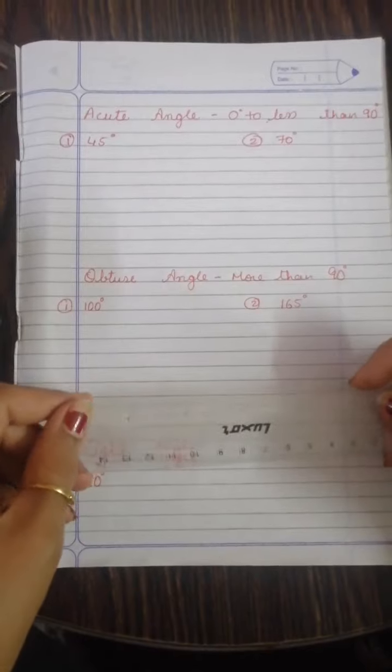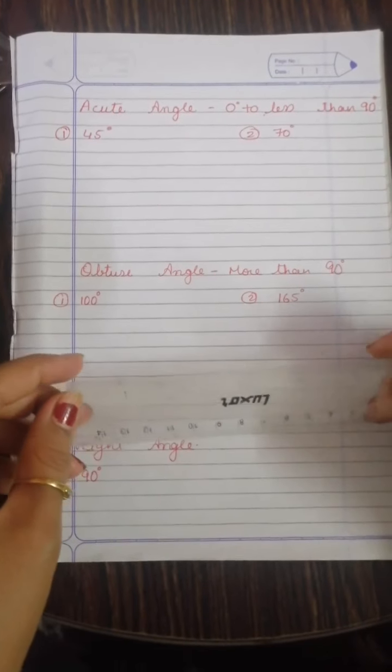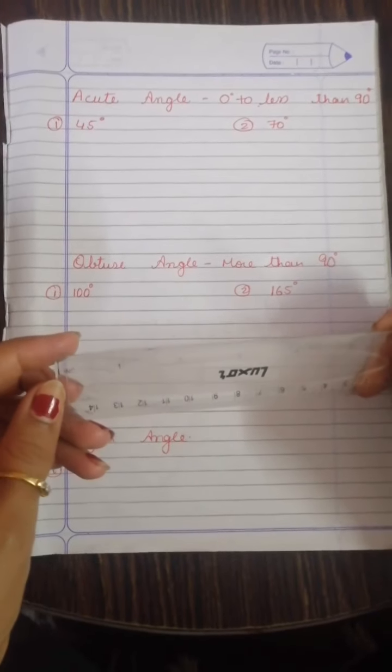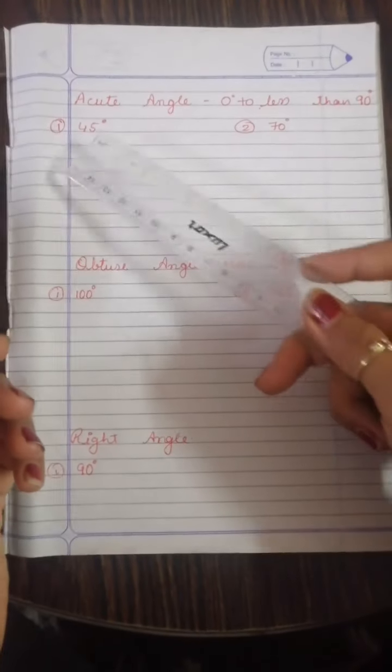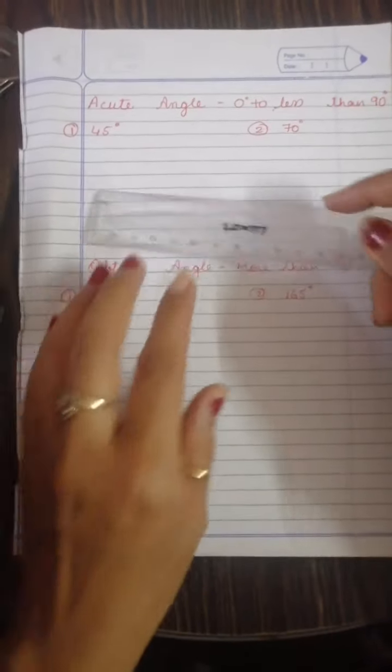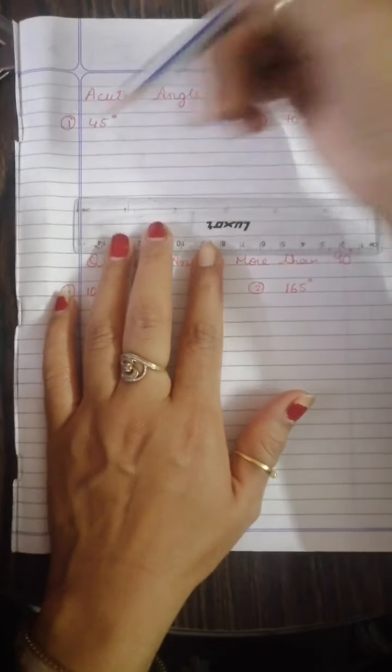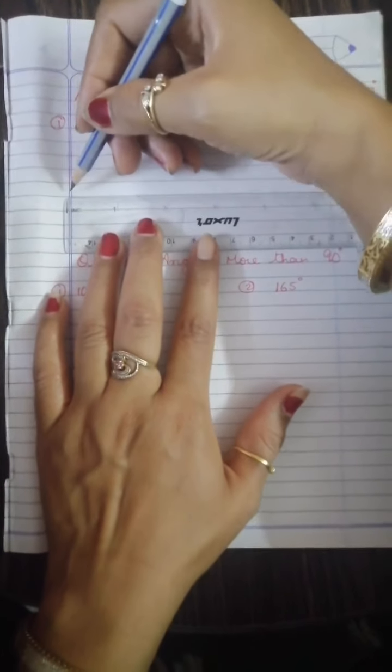Good morning, students. We are going to learn how to make acute angle. Acute angle means the degree of angles between 0 and less than 90 degrees. So we will try to make 45 degree first. We'll take a scale and draw a line.